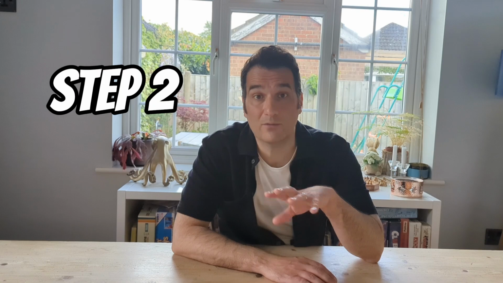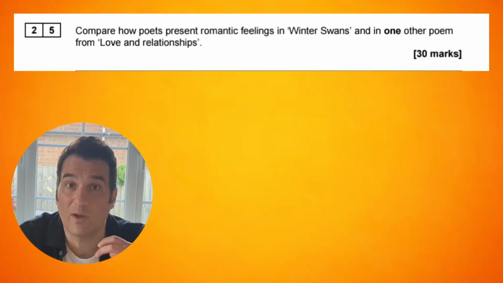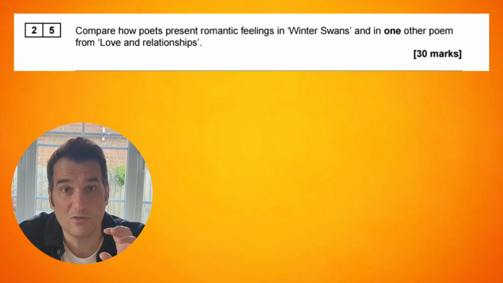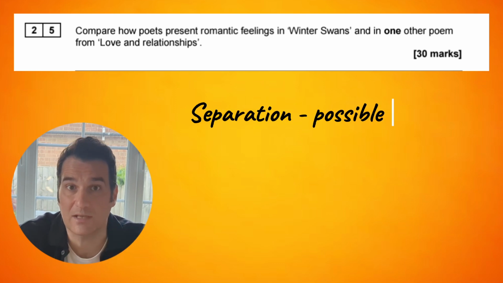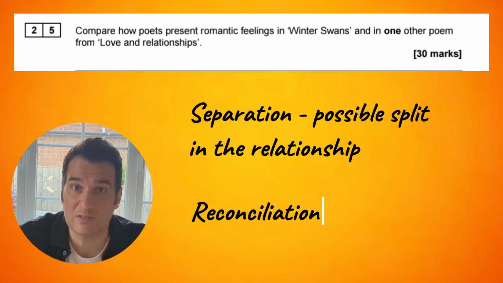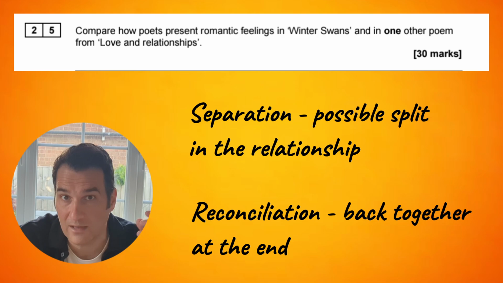Step 2, plan out 2 big ideas on the printed poem. So we want 2 big bullet points that are in some way related to the question. Now these are usually how something changes in the poem. So what the poet feels at the start compared to how they are feeling at the end.